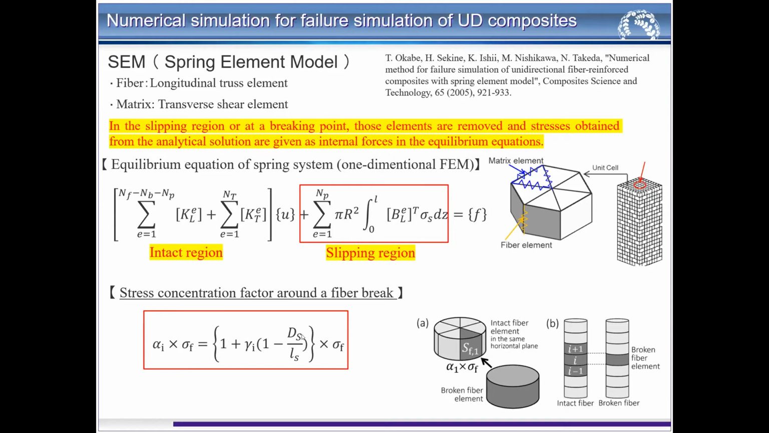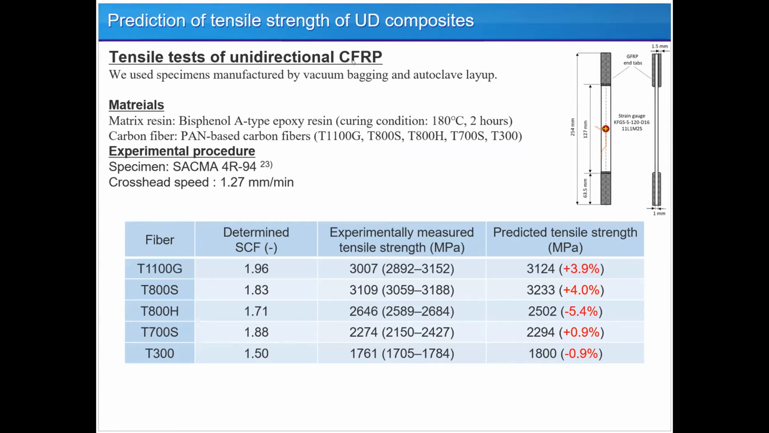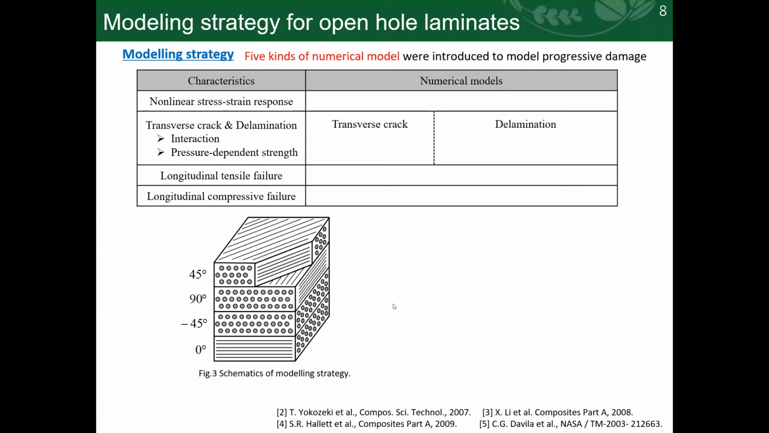So then we made the UD CFRP specimen. Using the same bisphenol epoxy and the five different fibers, you can see the predicted tensile strength agrees fairly well with the experimental data. So hereafter we can predict the strength of the unidirectional composite accurately. But then I would like to move on to today's topic.